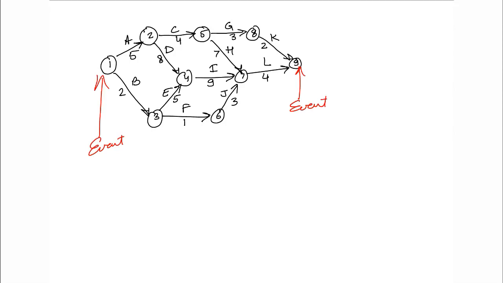These two are events. One is called the starting event and 9 is called the ending event. This is important. One is the starting event of the complete project, while 9 is the ending event of the complete project.